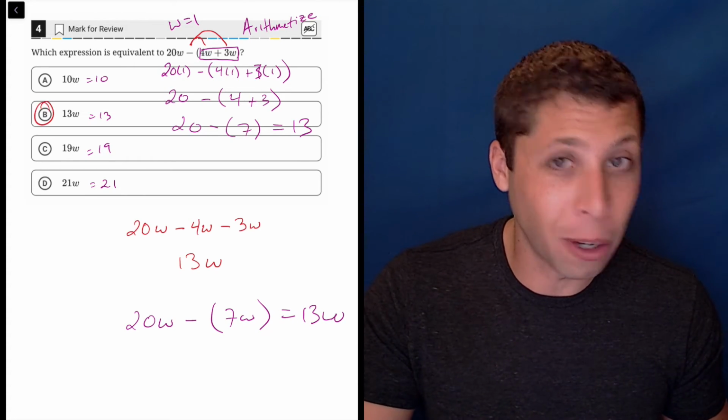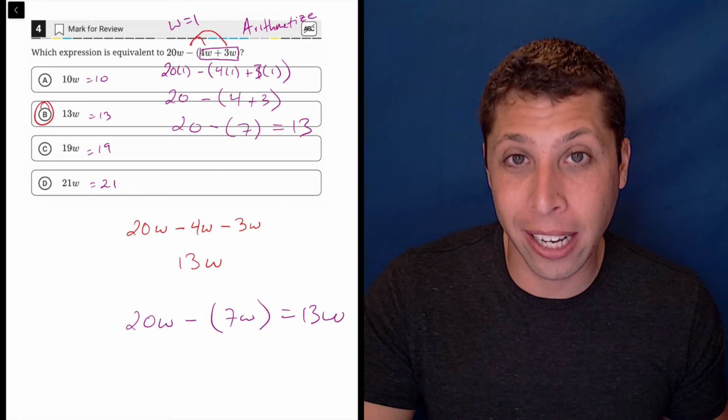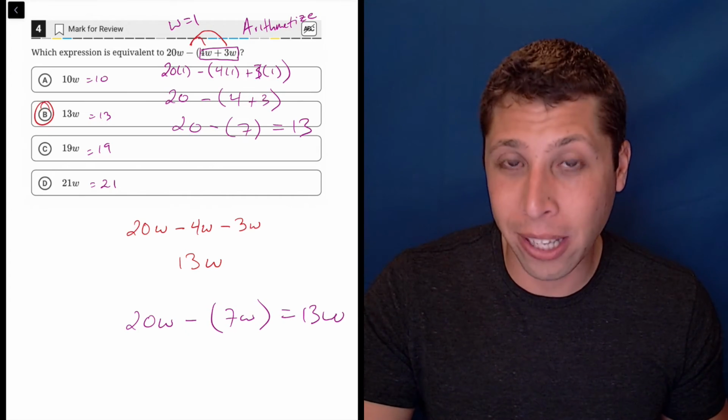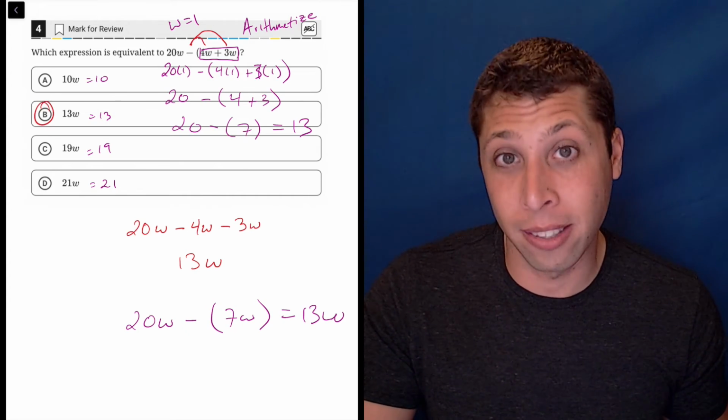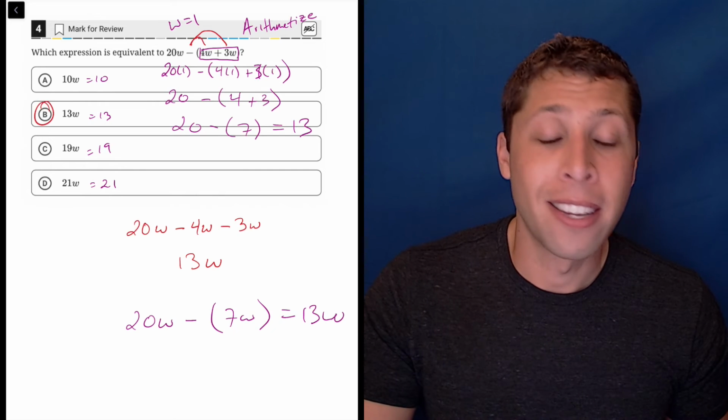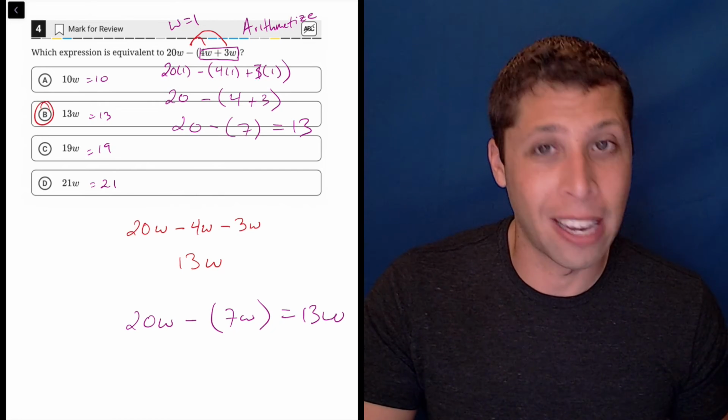Just be careful. Don't lose points on this kind of stuff. And if you are going to lose a lot of extra careless points, it's because you don't have a good process. So improve your process, take a little extra time to write things down, and it'll save you points in the long run.